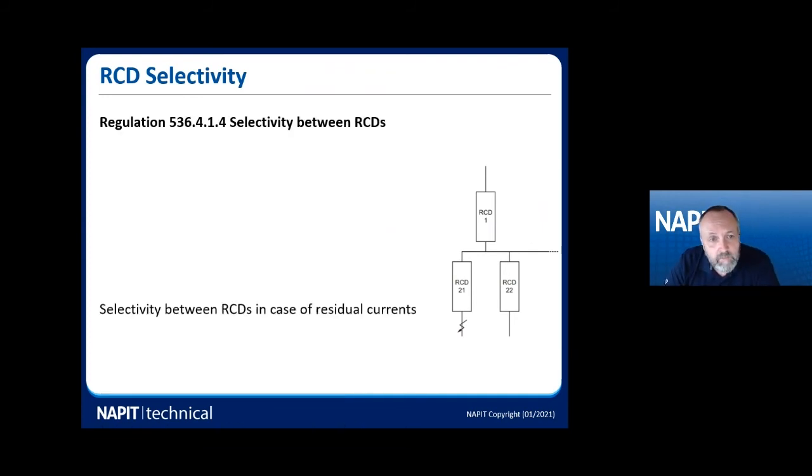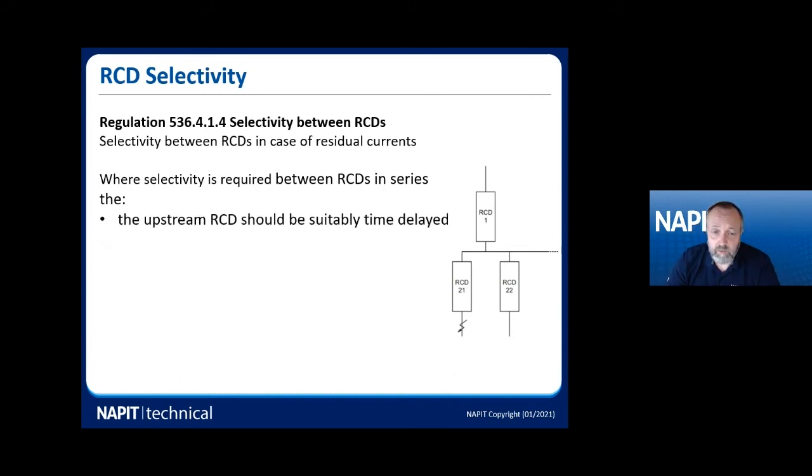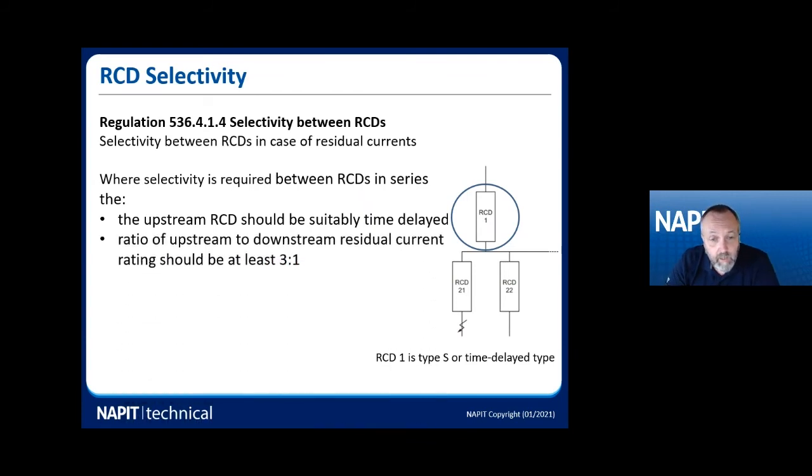So regulation 536.4.1.4 says that we should have selectivity in RCDs when it's required. As Paul's already said, it's not a requirement, it's a recommendation. But where we have to do it, we've got two ways of doing it. We can look at the upstream device being suitably time delayed, or the upstream device being within a ratio of 3 to 1.